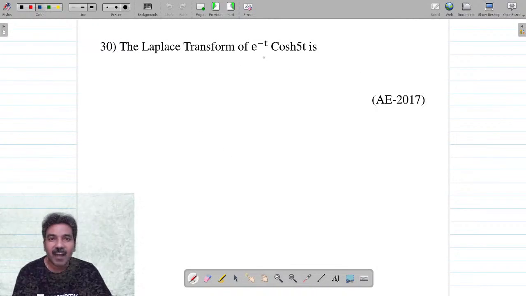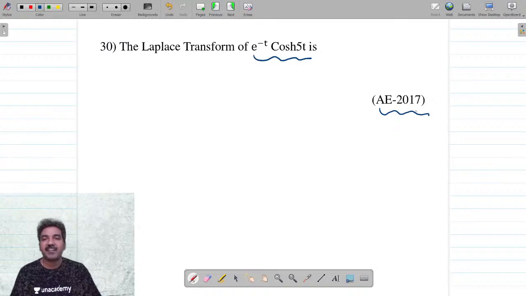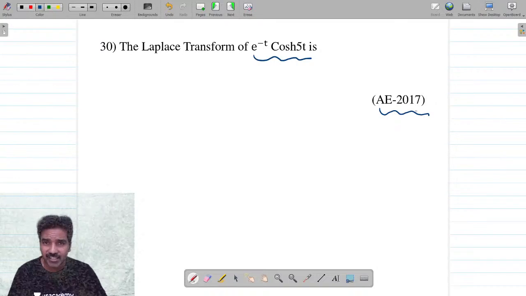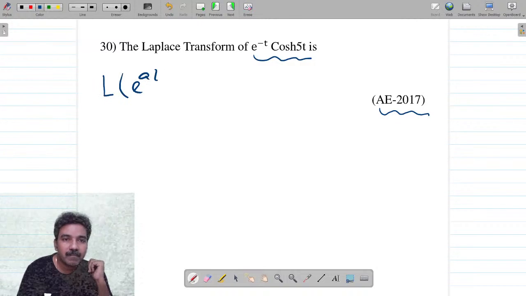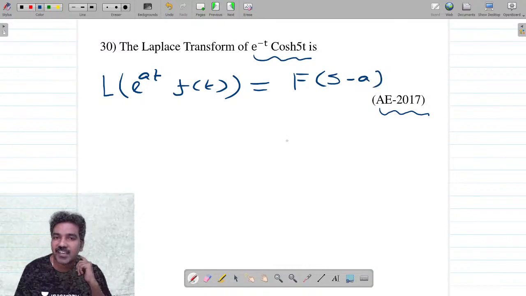Right. The Laplace transform of e power minus t into cos hyperbolic 5t. This was given in Aerospace 2017. Here I did not provide options. It is not required. So let us evaluate directly. This is in the form L of e power at into f of t. By the shifting property, this becomes what? Capital F of s minus a.